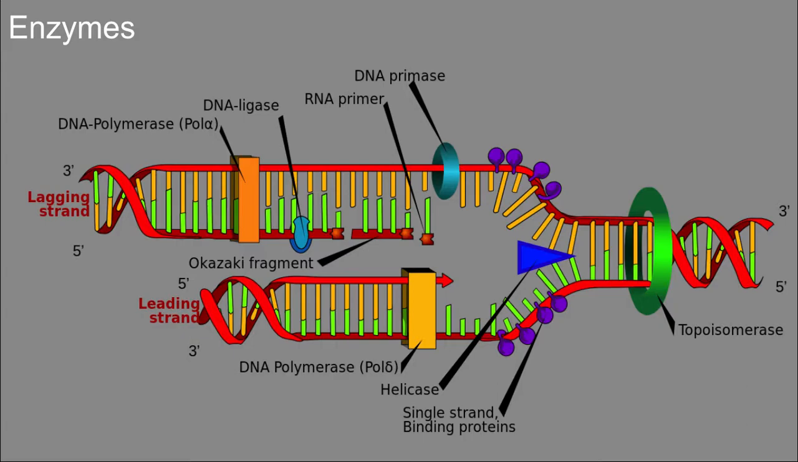Enzymes. There are 3 enzymes that are involved in replication. The 3 are helicase, DNA polymerase, and ligase. The helicase unzips the strand of DNA into 2. The DNA polymerase bonds the 2 nucleotides, and the ligase fixes breaks in the backbone of the strand.